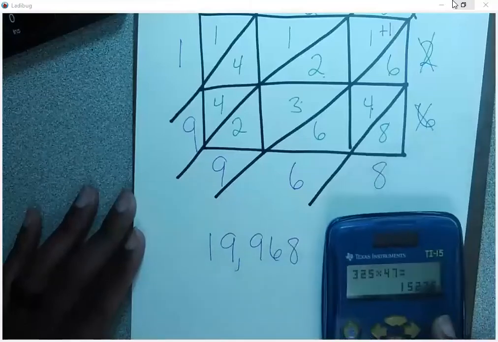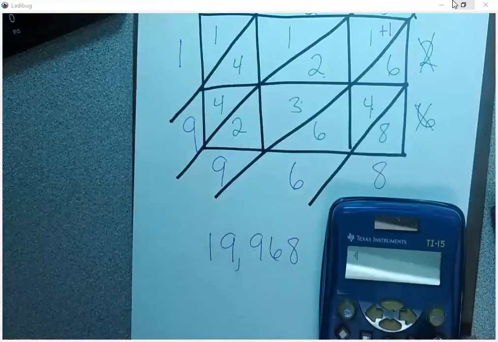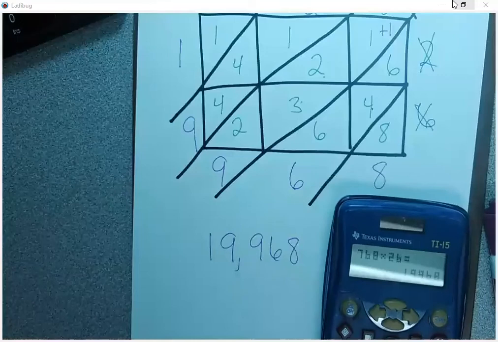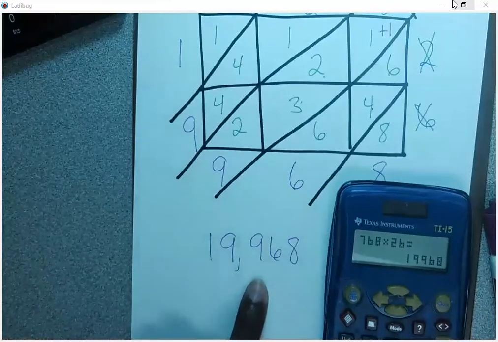And also to check our work, always remember to make sure you clear your memory. And I multiply 768 times 26, and I get 19,968, the same thing as my answer on paper, so I can be sure my answer is correct.